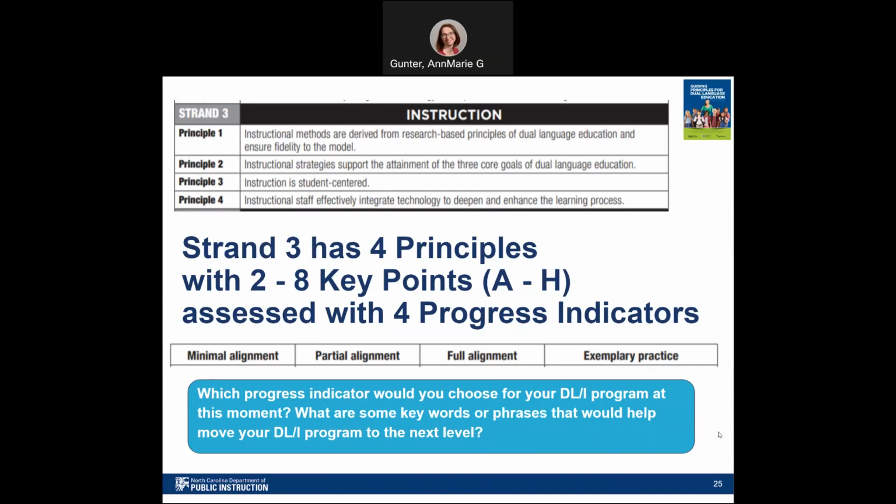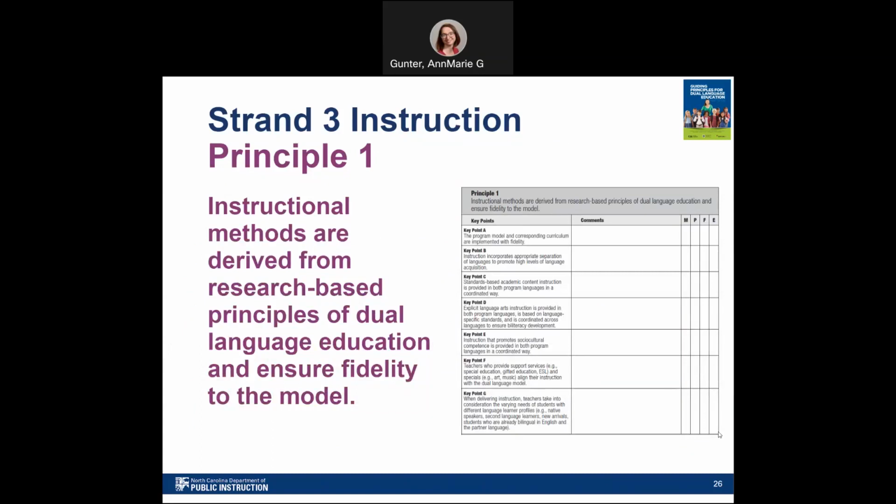So let's get started with Principle 1. Here you see a screenshot of those self-evaluation components that are in Appendix A, where everything's sort of all together in one spot. And Principle 1 for Strand 3 is instructional methods are derived from research-based principles of dual language education and ensure fidelity to the model. So we're going to be exploring the key points A through G that go with that in these next slides.